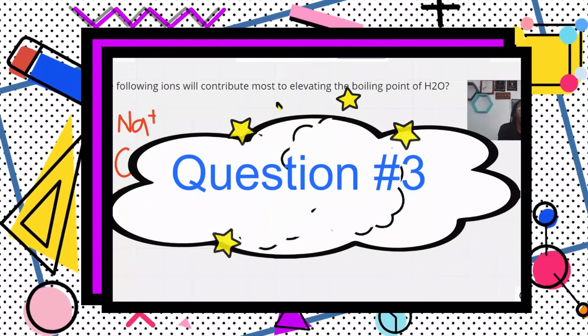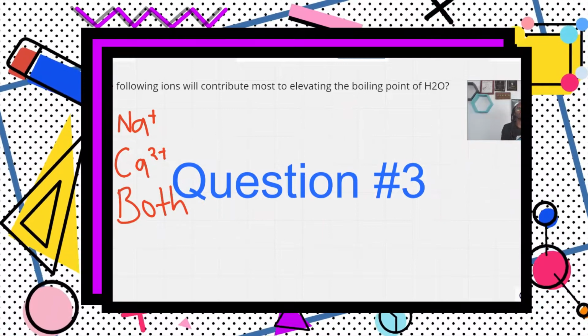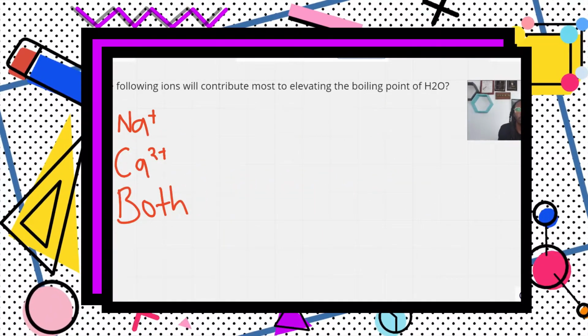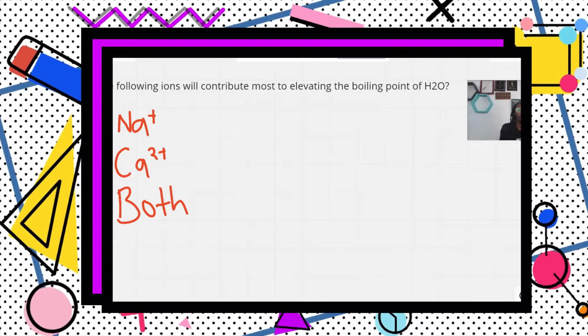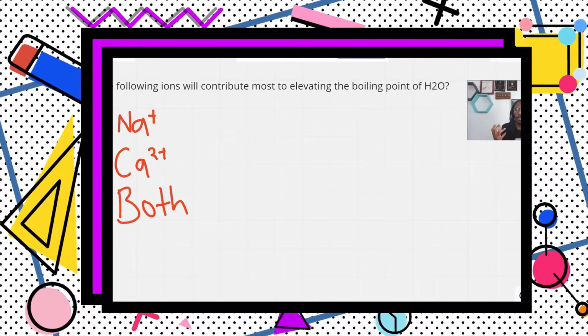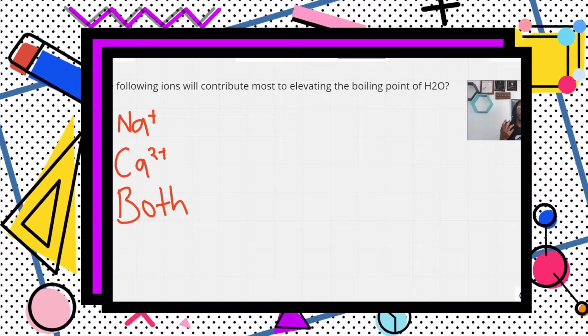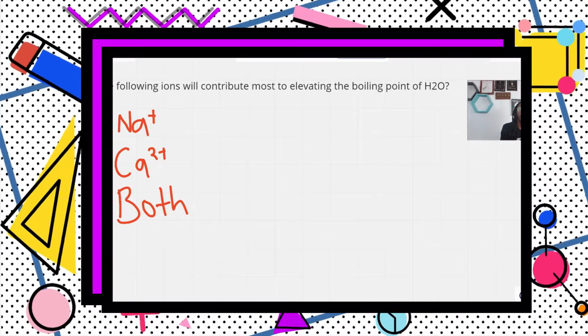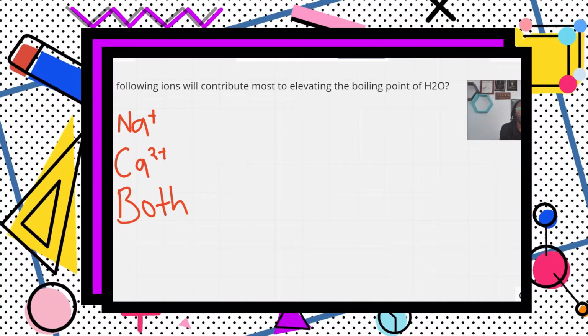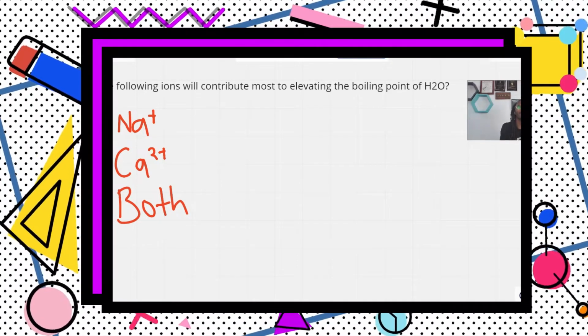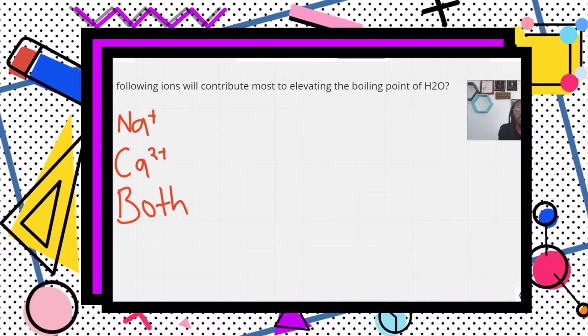All right, so your last and final question. Which of the following ions will contribute most to elevating the boiling point of water? We have a sodium ion, we have a calcium ion, and then we have one other answer, which is both. You know the routine. Feel free to pause me, pick your answer. Let's get to it.